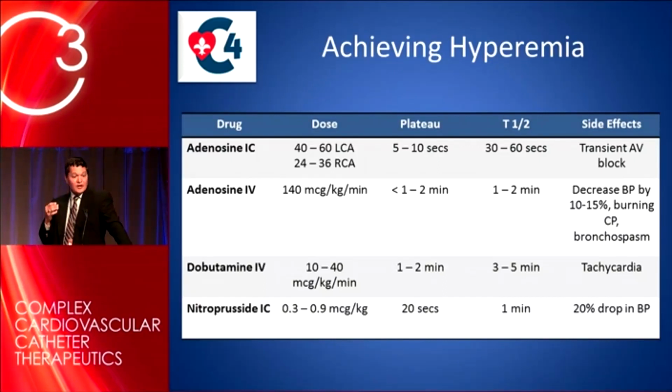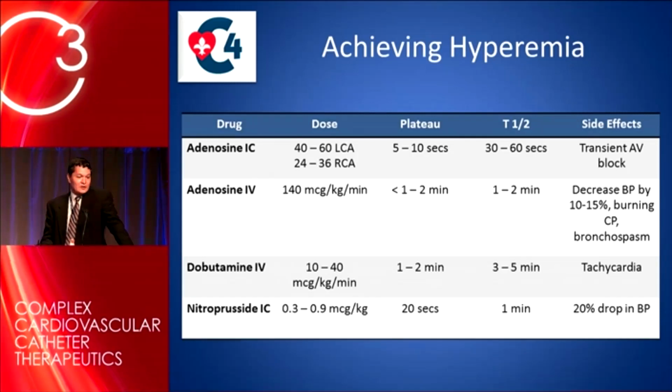With respect to achieving hyperemia, there's multiple agents that we can utilize. Remember that nitroglycerin does not achieve hyperemia, but adenosine, whether it's given intracoronary or intravenously, are the gold standards for this. And the dose of 140 micrograms per kilogram per minute of IV adenosine is truly the gold standard. It has a little bit of a side effect with respect to its decrease in blood pressure and some burning, and there is a theory in our nuclear labs that it gives you a lot of bronchospasm, although fortunately I've not seen it very much in the cath lab.